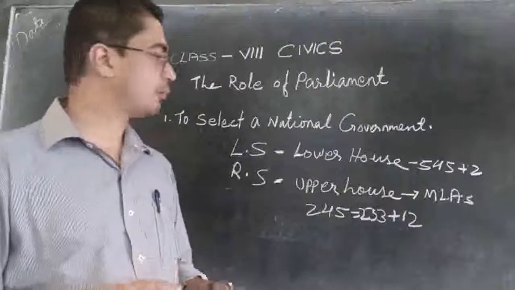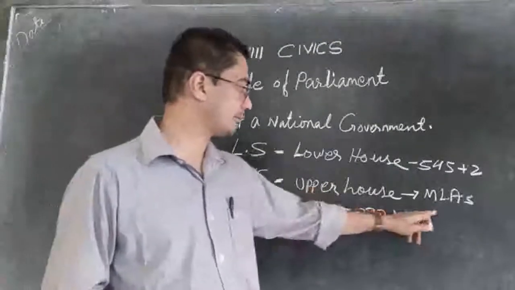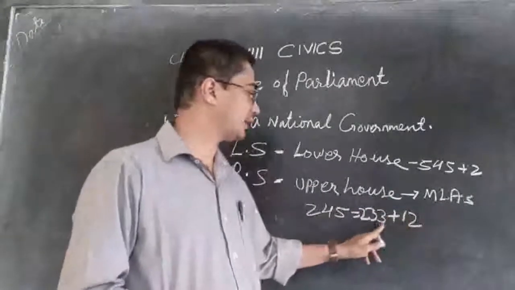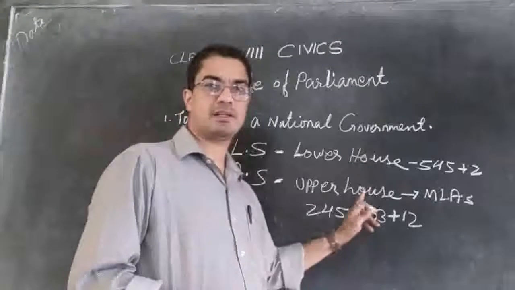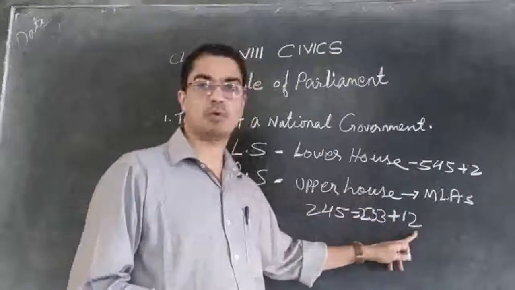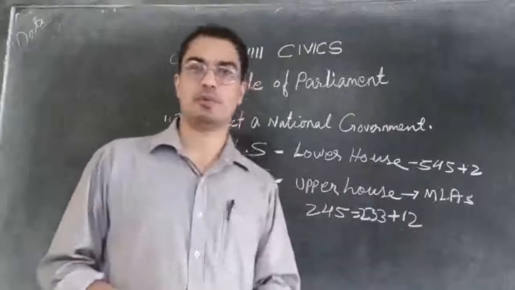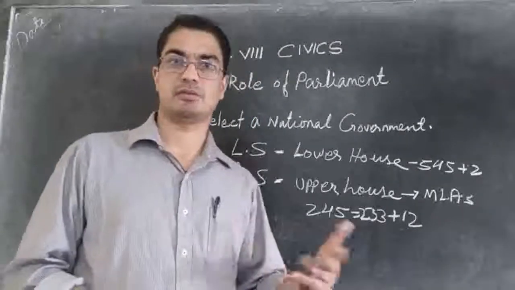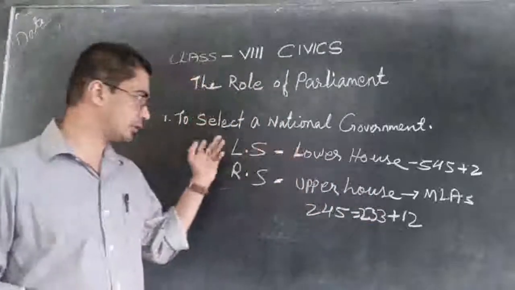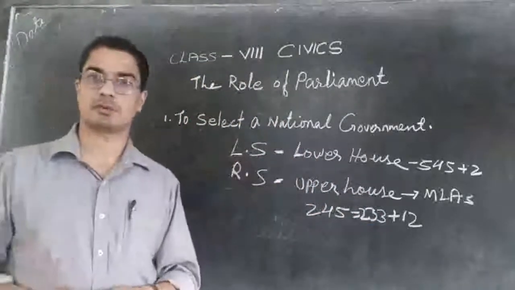Then with regard to the members of the upper house, we said they are elected by the MLAs. 233 MPs are there in the Rajya Sabha who are elected. And then again 12 more are there. They are nominated by the president, by the government and so on. So that is in short about the first function of the parliament.